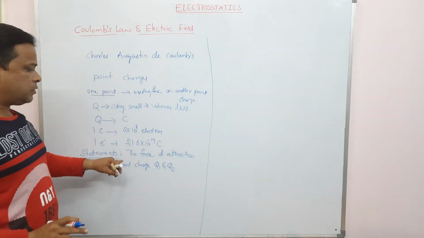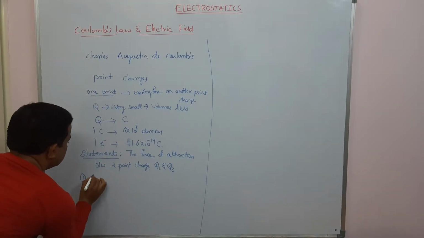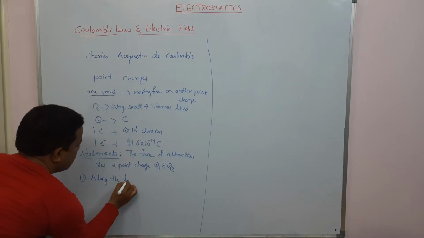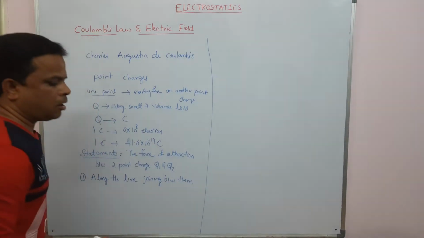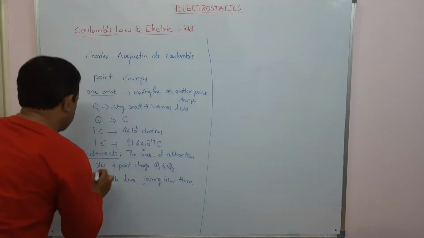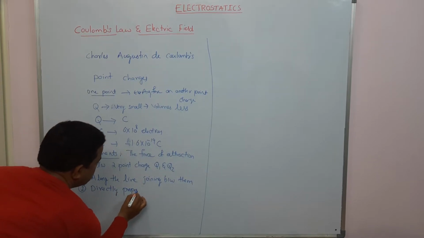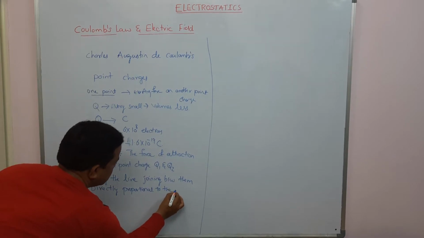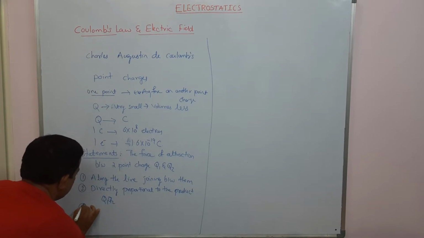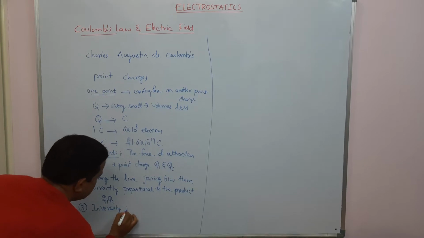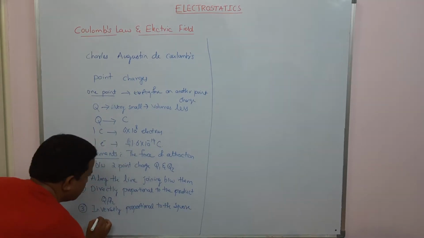So the statement here is as follows: the force of attraction between the 2 point charges q1 and q2 is along the line joining between them, and directly proportional to the product of charges q1 and q2, and inversely proportional to the square of the distance between them.